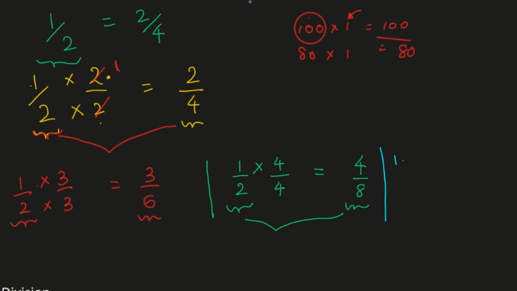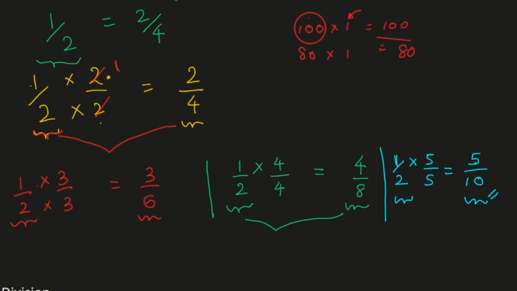What I'm doing here is multiplying 1 upon 2, both the denominator and the numerator, by 5 upon 5. Then 1 into 5, what is the value? 5. You know that. 2 into 5, what's the value, guys? It's 10. So 1 upon 2 and 5 upon 10 are equivalent fractions.